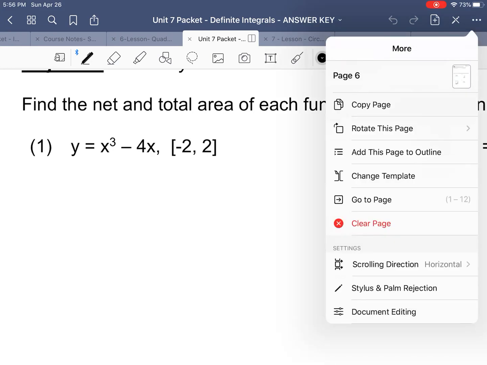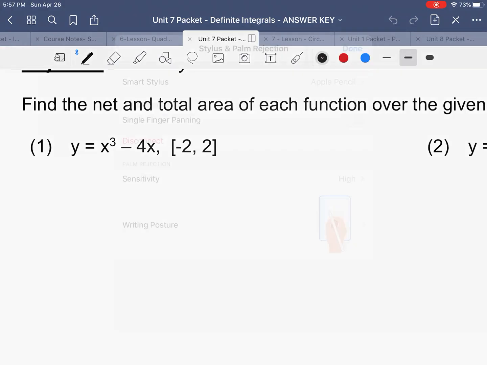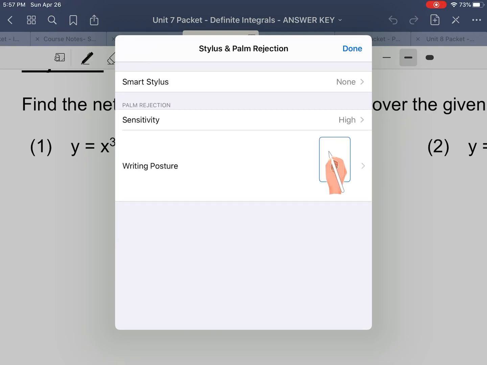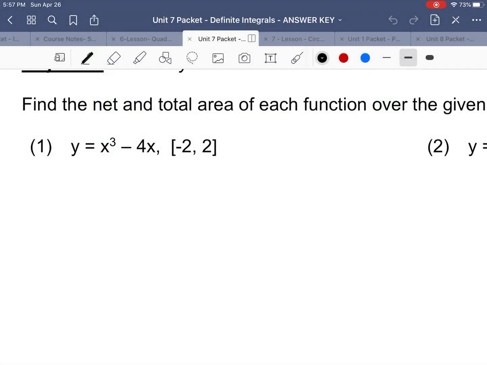Just like it's misleading for me to use this pen right now because for whatever reason it's not working. Stylus and palm rejection disconnect because it thinks it's an Apple Pencil. All right, that's why. Well, at least it's writing something now. All right, yeah, small victories.